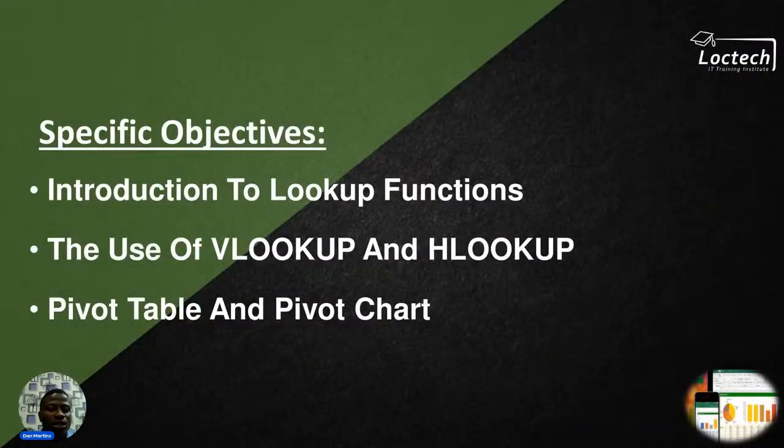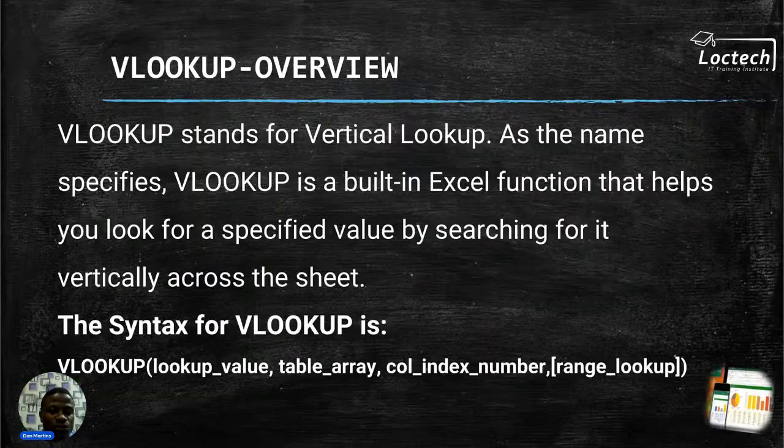Okay, so still on our slide, we're going to move down to see this. All right, so first of all, a brief overview of what VLOOKUP is all about. So let's all know that VLOOKUP means vertical lookup. Sometimes you can also refer to it as value lookup. Now, as the name specifies, VLOOKUP is a built-in function that helps you look for a specific value by searching for it vertically across the sheet.